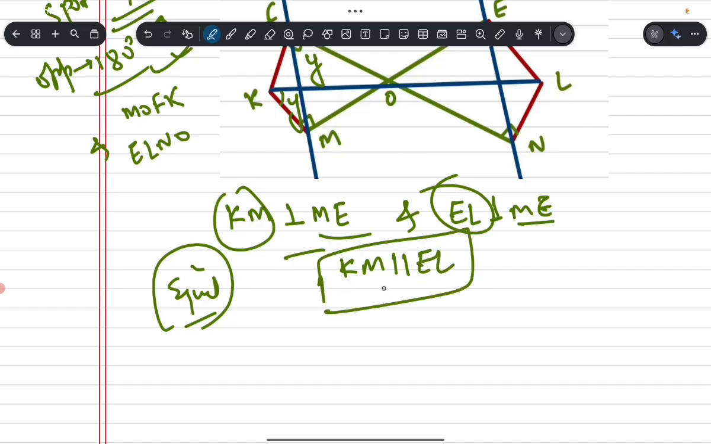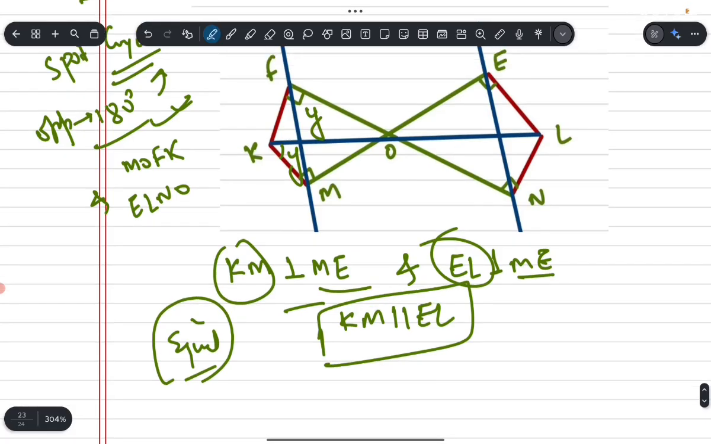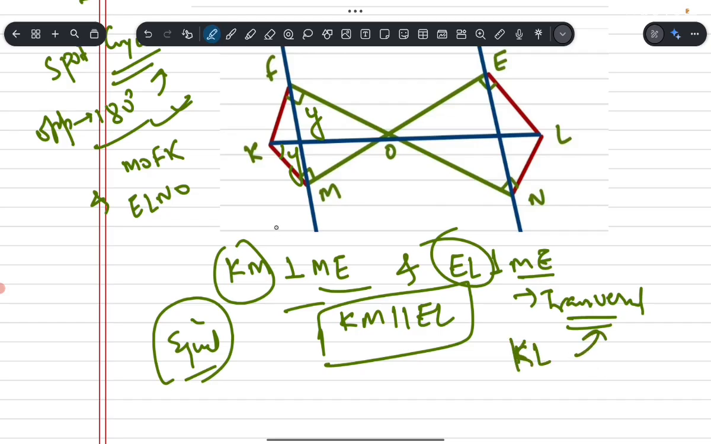Right. Now since we have got parallel lines, we'll look for what? Transversal. What's the transversal here? Look at KL. KL is acting as a transversal. And if you see, Y is one of the alternate interior angles. Which one's the other? This. So Y gets transferred here.